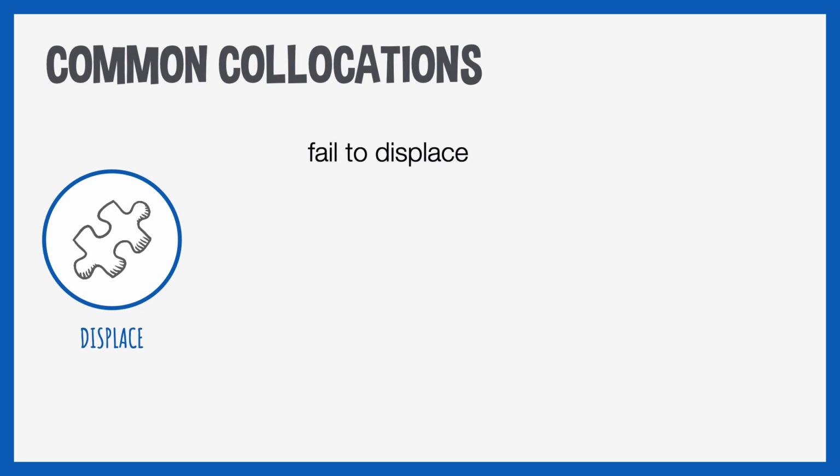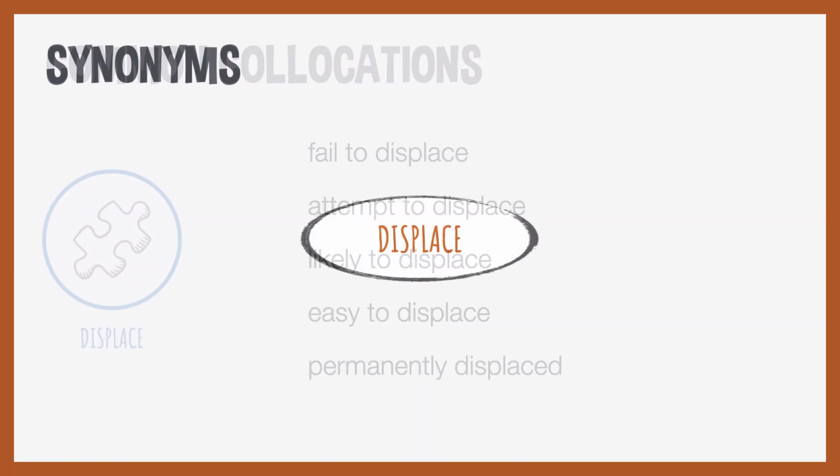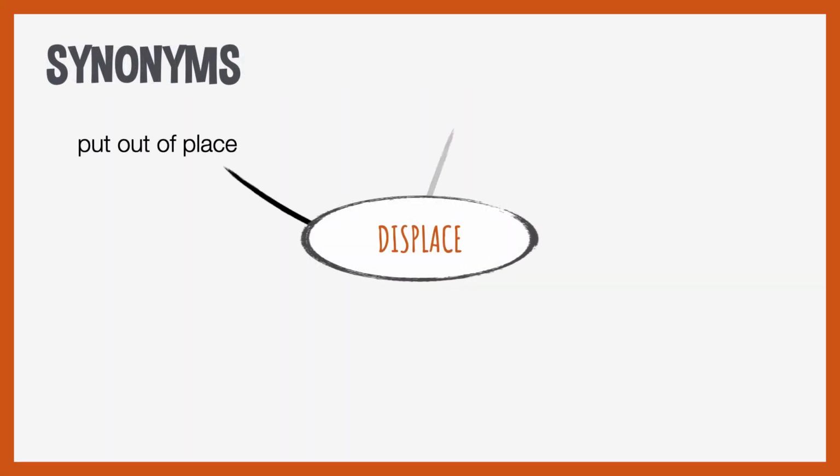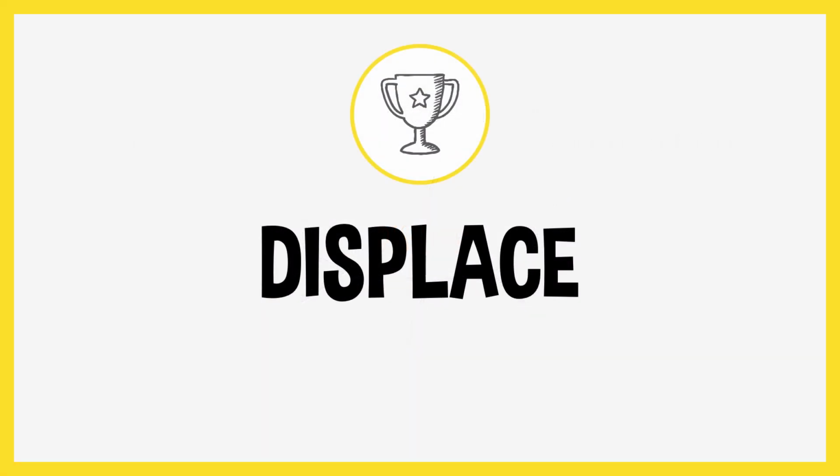Common collocations include fail to displace, attempt to displace, likely to displace, easy to displace, permanently displaced, and some synonyms: put out of place, move out of place, knock out of place or knock out of position, disarrange, and derange. Displace.